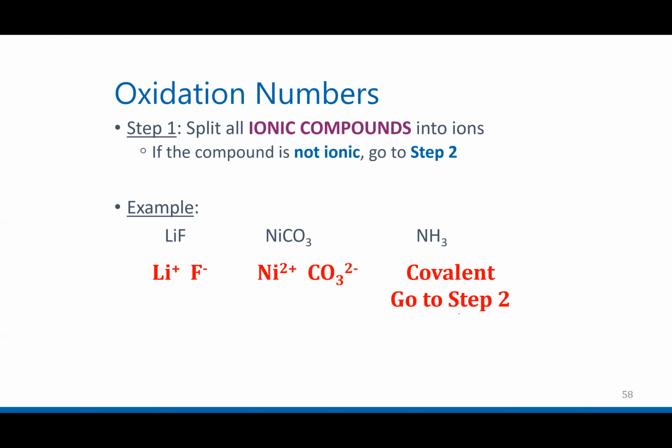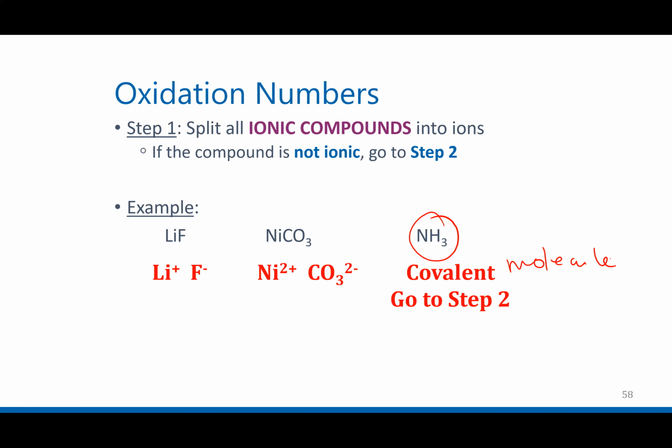Example number 1 on the left, lithium fluoride, very easy. Lithium is +1, fluorine is -1, we're done. That chemical is finished. The middle chemical, nickel 2 carbonate, we split it into its ions. We have nickel 2 plus and we have carbonate, CO3 2 minus. NH3 is covalent. It's a molecule, so it's not ionic. I can't do step 1 there.